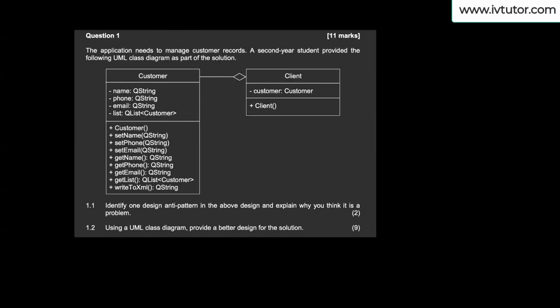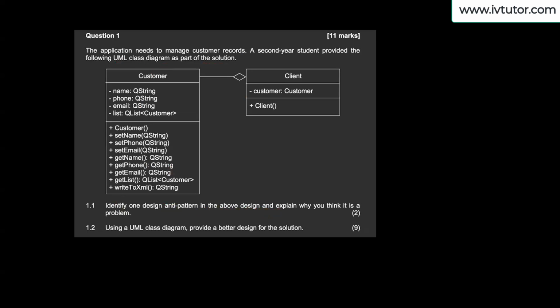All right, so this is the October, November 2016 paper, question one. The application needs to manage customer records. A second-year student provided the following UML class diagram as part of the solution. Identify one design anti-pattern in the above design and explain why you think it is a problem. Okay, so I think this is pretty straightforward.